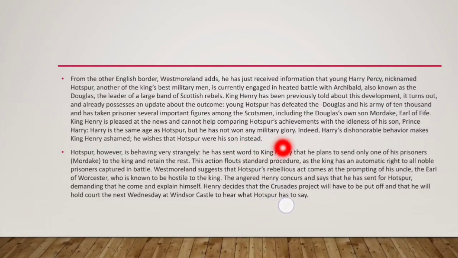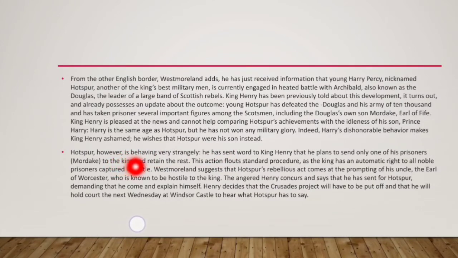So, Harry has not yet achieved any military glory. His son Harry, that is, Prince Hal, has not yet achieved any military glory, and he feels that Hal's behavior is quite dishonorable, and the king himself is very ashamed of him, and he wishes that Hotspur should have been his son instead. Like some of our parents do, they constantly make comparisons of us with others, right?